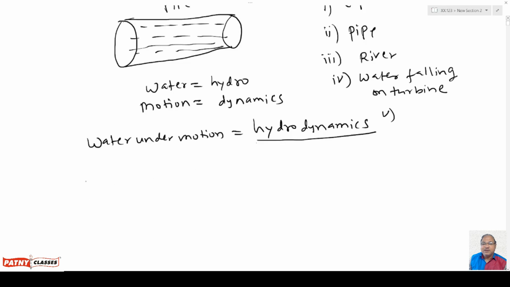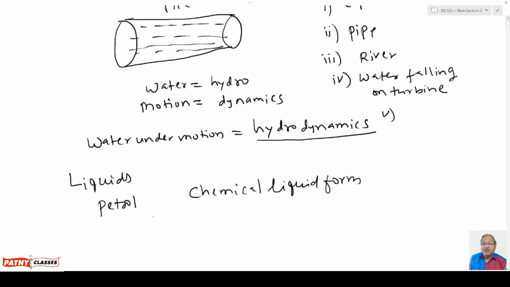But we do not always study only water, we study liquids. Like we study petrol flowing through the pipe. We study chemicals in liquid form. We use them in factories. They flow from one point to another point. And gases also flow through the pipes.